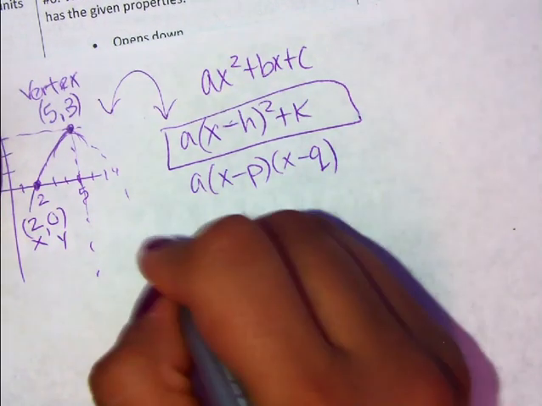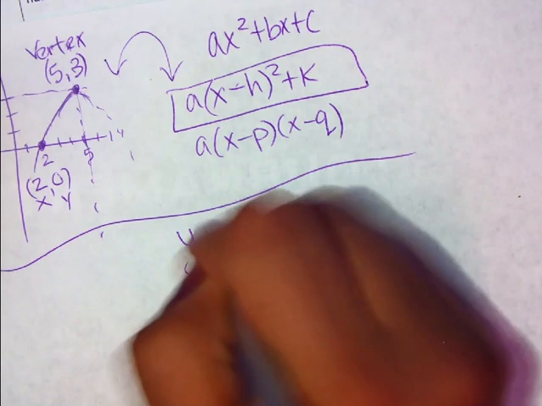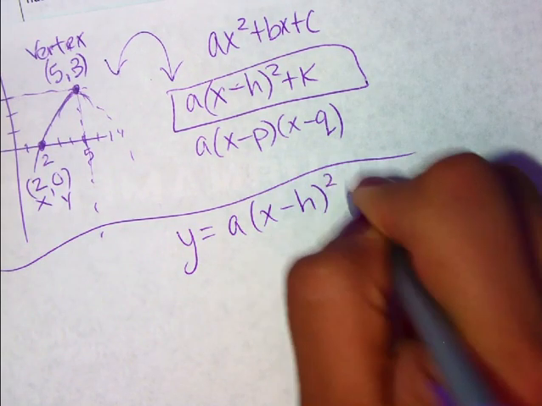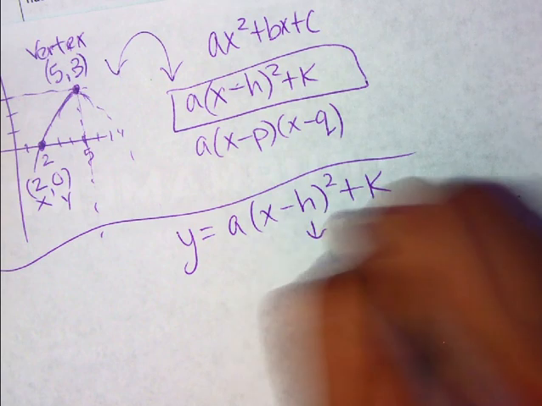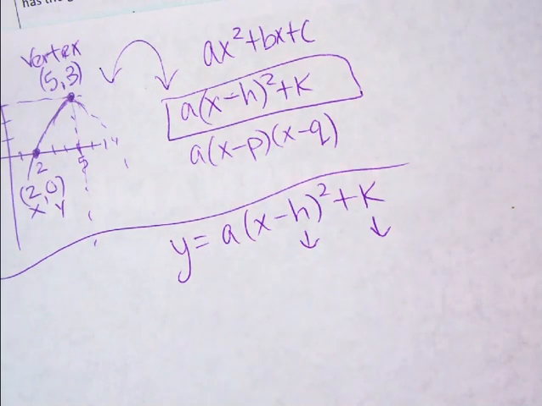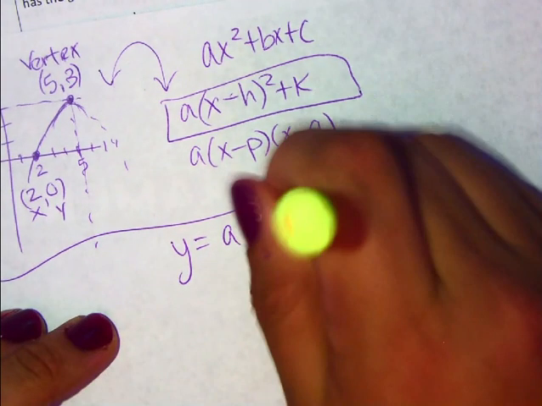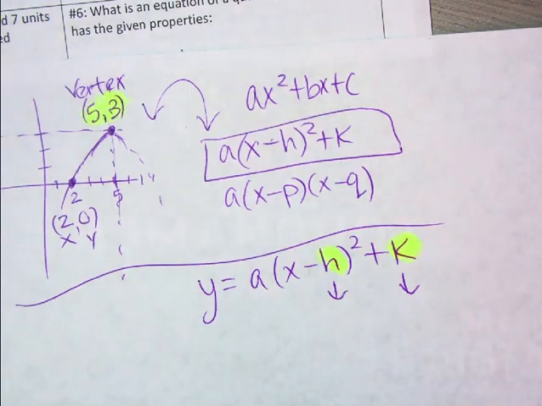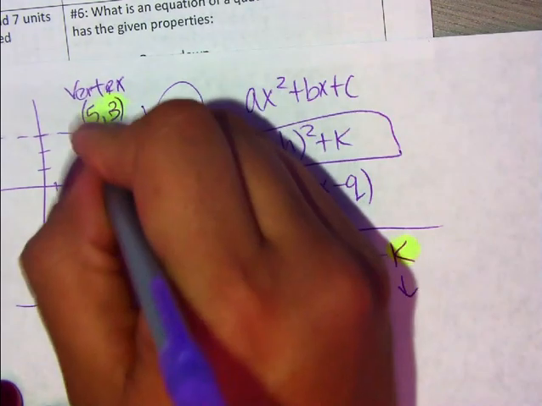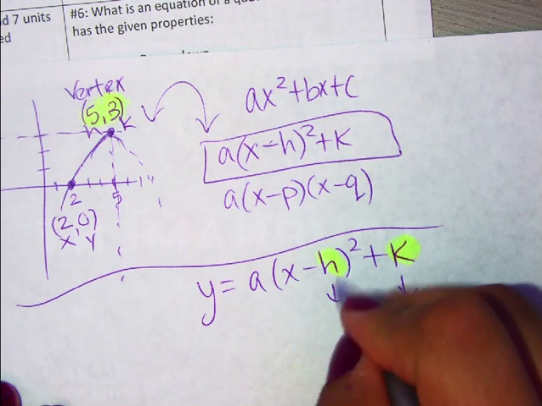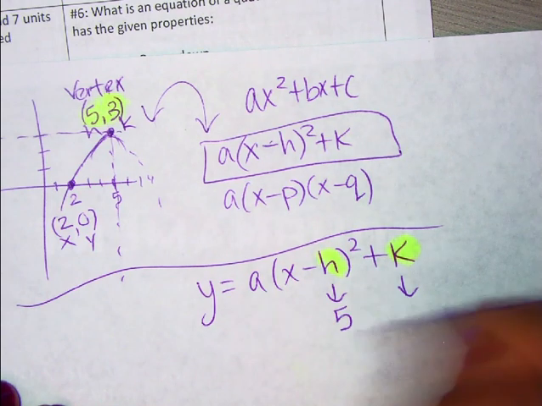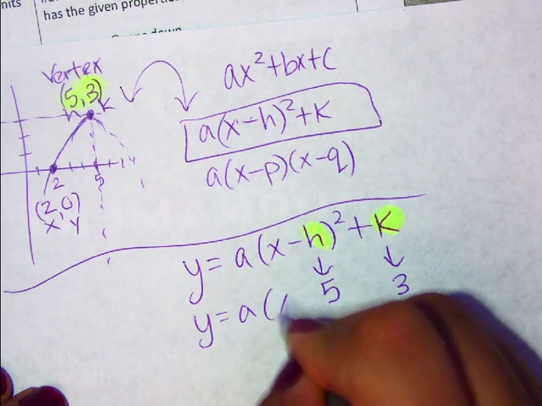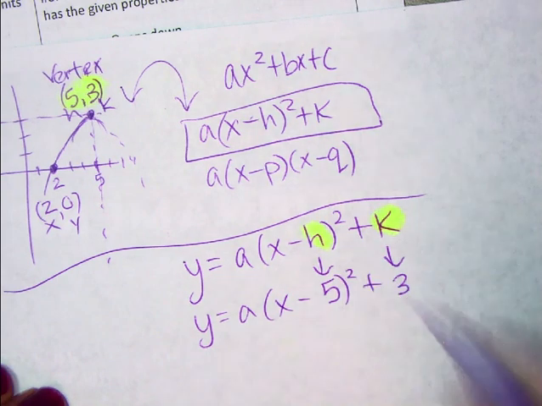We're going to go ahead and write down our template and then substitute your h and k. Where does the h and k come from? It comes from the vertex that you have right here. So h is your x, k is your y. So we're going to replace 5 and 3. So now we have y equals a(x minus 5) squared plus 3.